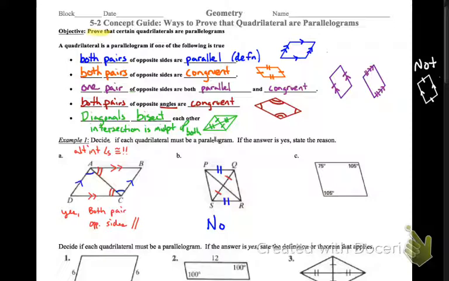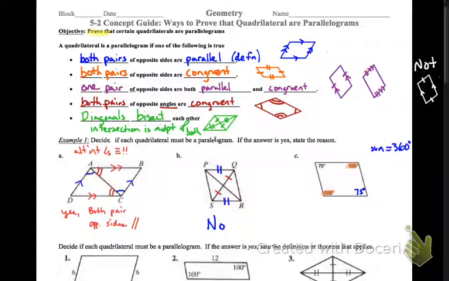Let's look at example C. Here we have one pair of opposite sides that are definitely congruent. That's a good start. We don't have this angle. How can we find it? That's right, the sum of the angles of every quadrilateral is equal to 360 degrees.